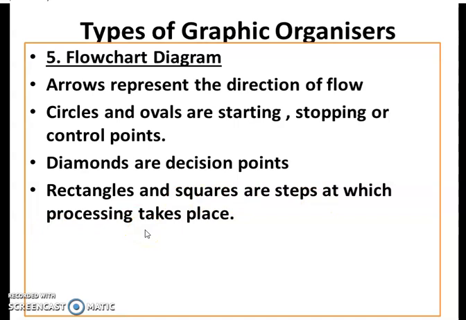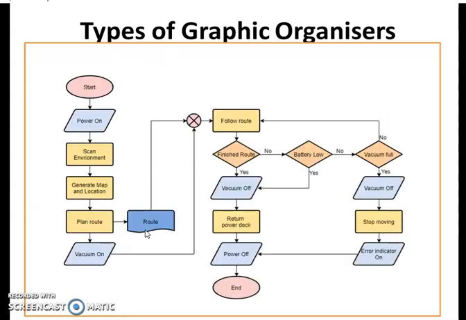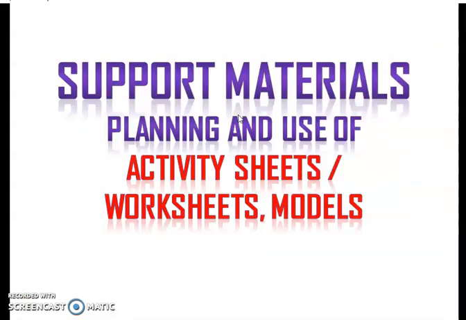If you have to write the steps, you only need to make use of symbols like rectangles and squares. Circles and ovals are for starting and stopping or controlling. Diamonds are for decision points, and rectangles and squares are for the steps. So if you can see this, circles and ovals are the start and the end, then the rectangles are where the steps are mentioned, and then the diamond shape is where the judgment is made. Like how this is represented, any concept could be represented in this way using a flowchart diagram.